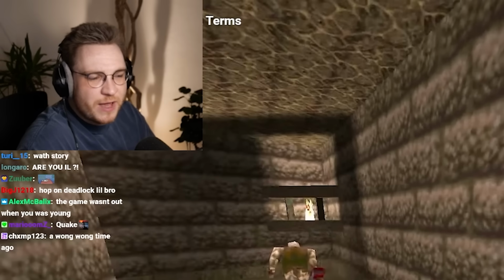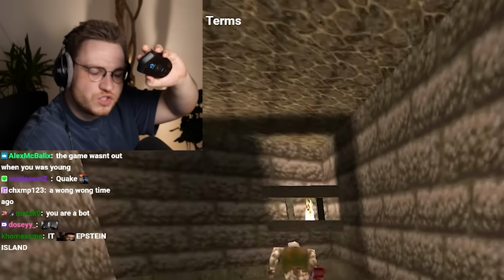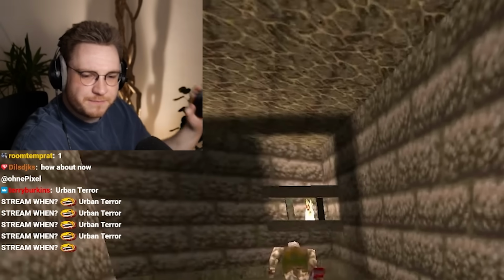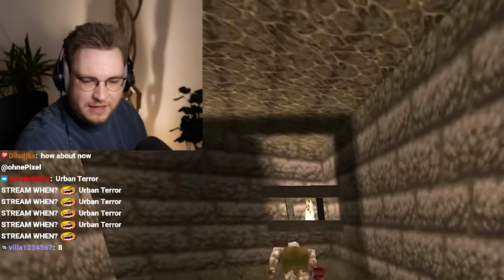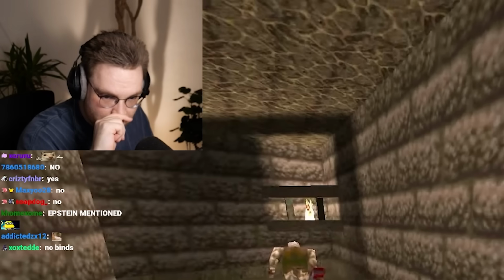But I have a question. In Quake, he said it's not that hard to hit those jumps. Was it also meta to use scroll wheel to jump, to hit clean B-hops, or did that just come with CS? No bind? Just spacebar? Huh.